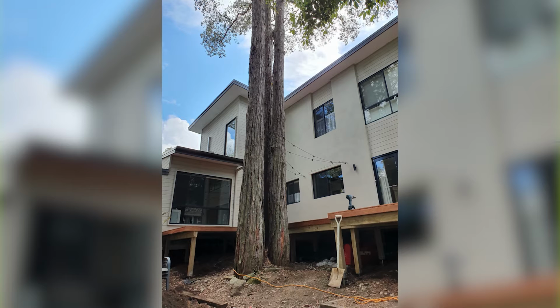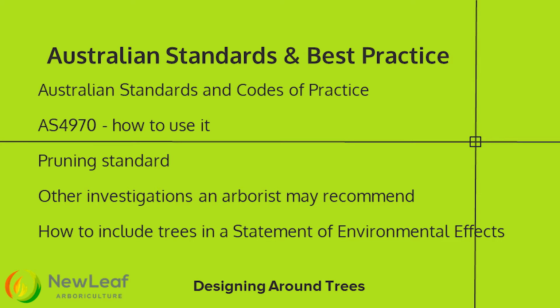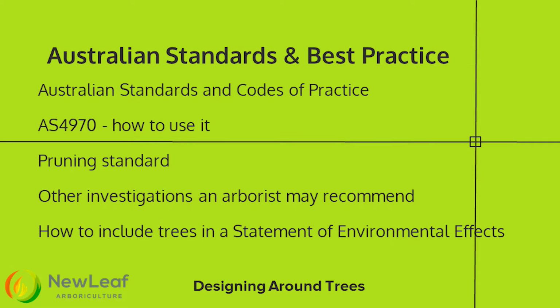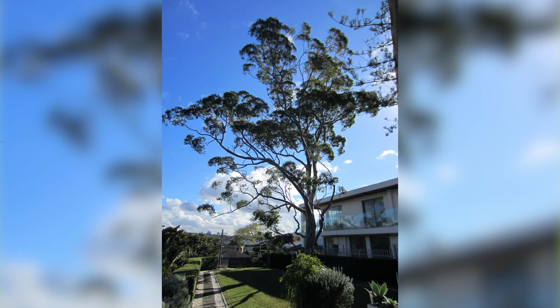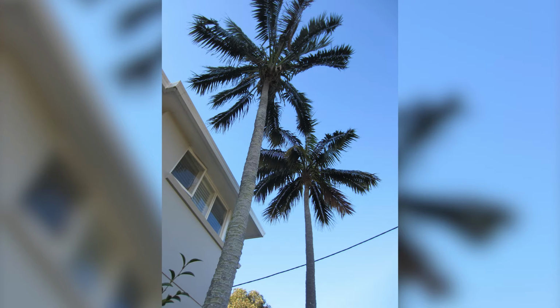A couple of the standards that you need to know about when you're designing around trees are the Australian standard AS 4970, Protection of Trees on Development Sites. This is the one where we get the TPZ measurements and the SRZ measurements, and it guides us through the whole process of working around trees. I'll also mention a couple of things you need to know about the pruning standard, and I'll talk about other investigations that arborists might recommend during the process of designing around trees.